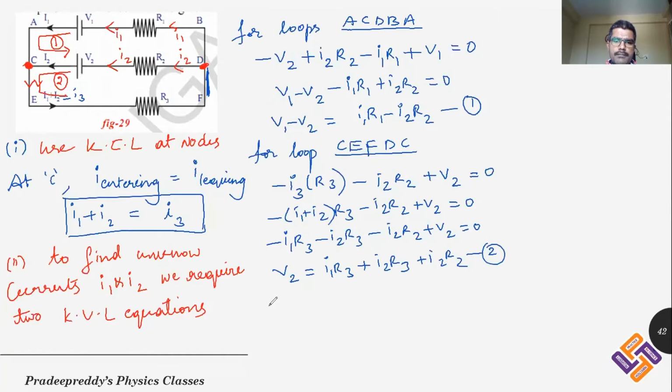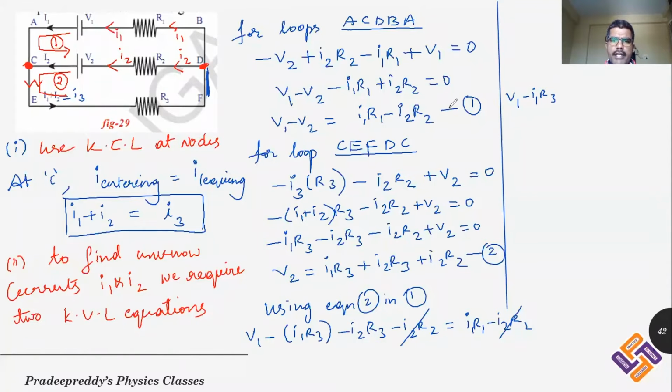Now using equation 2 in equation 1, substituting equation 2 in equation 1, we can write it like this, and you can cancel I2 R2 on both sides. After cancelling I2 R2 on both sides, left hand side and right hand side, we are left with V1 minus I1 R3 minus I2 R3 is equal to I1 R1.